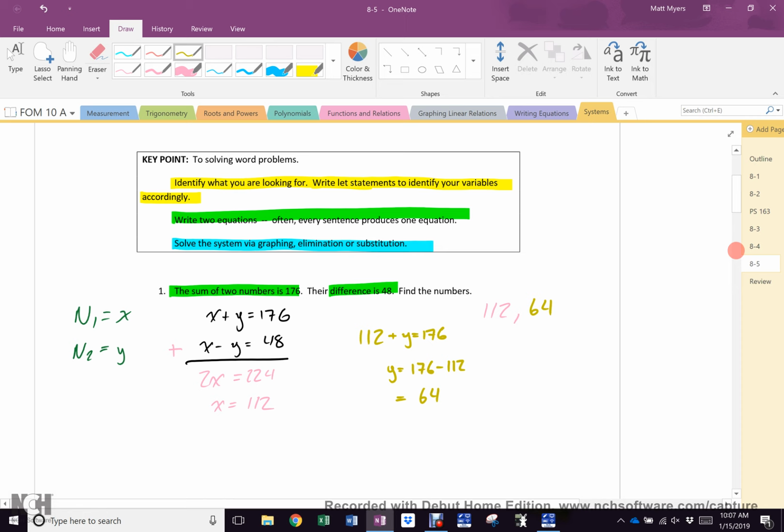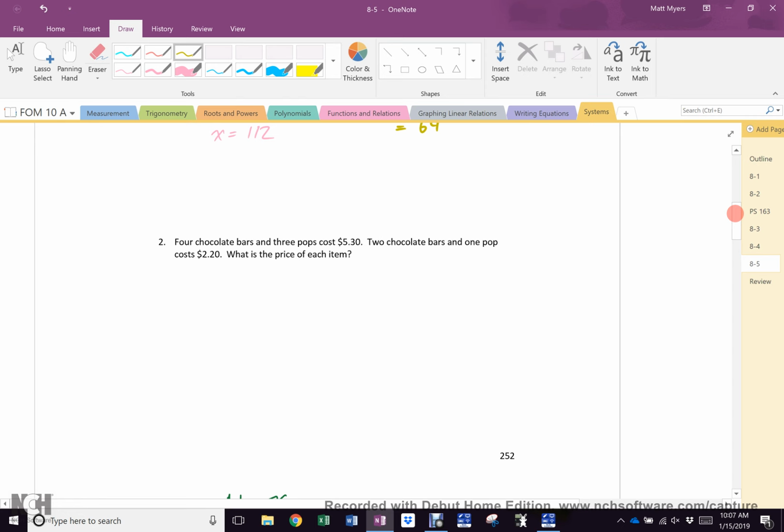What's the next one? Ooh, I got to go get me some chocolate bars. How am I going to solve this? How many unknowns do I have? Two. What are they? I got chocolate bars and I got pop. So, what letter should I give it? Okay, let's go C and P.